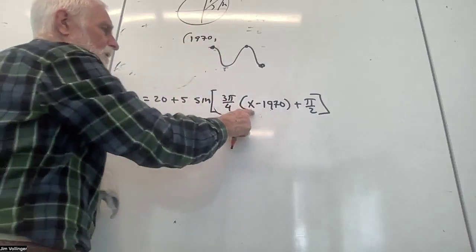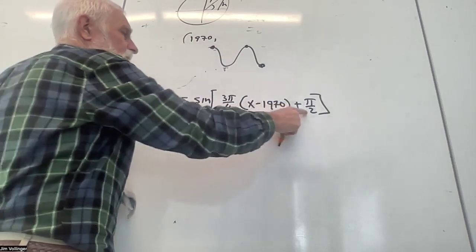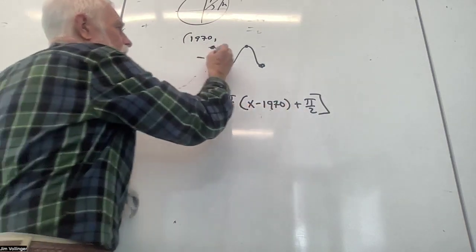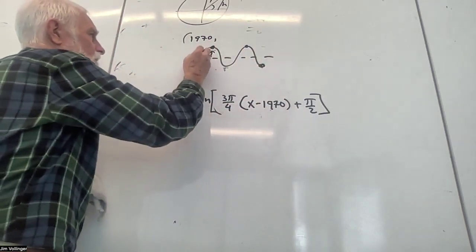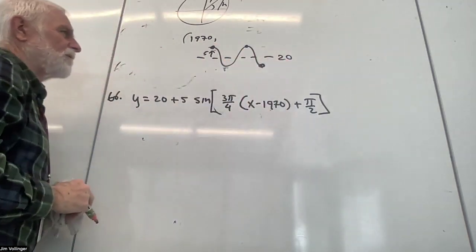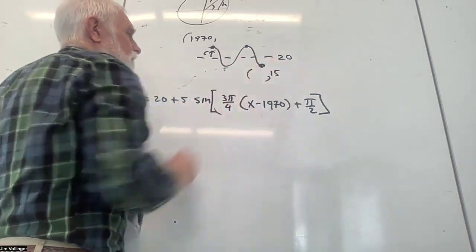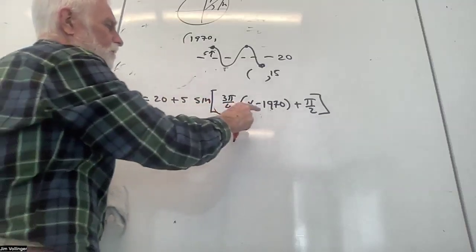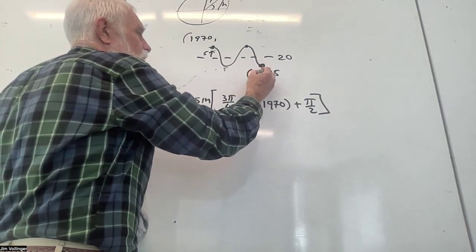That's key. If I put 1970 in, I get 0. 0 times anything is 0. I get pi over 2. What's the sine of pi over 2? 1. Now, 1 times 5 is actually 5 units above 20. That's the center. 5 units above 20. This is going to be 5 units below 20. And I want to throw what number in? 1970 to, well, 4 years later. So this is going to be 1974.